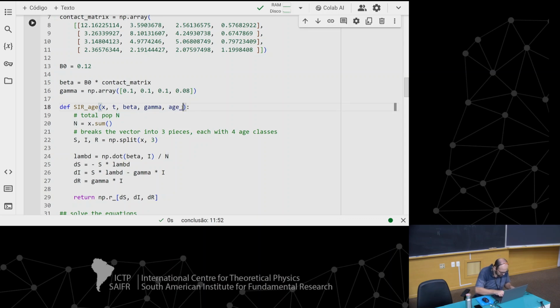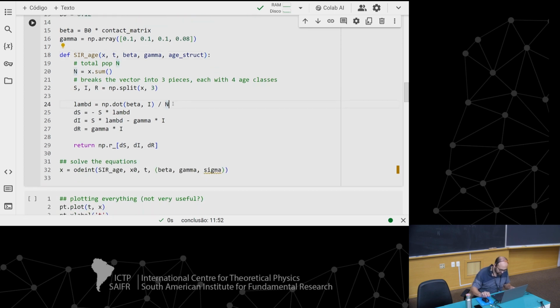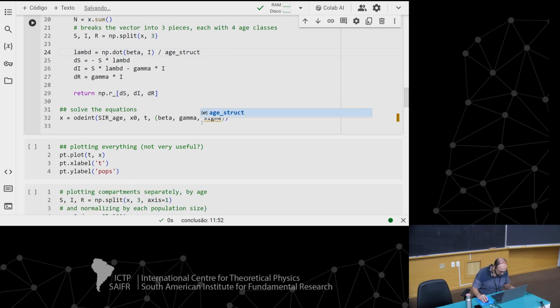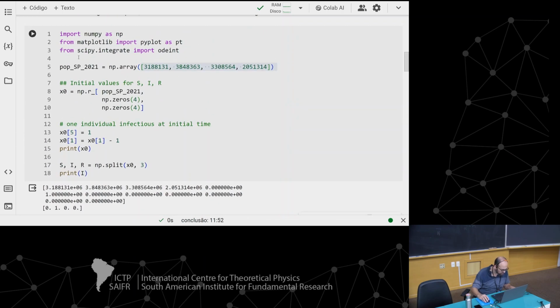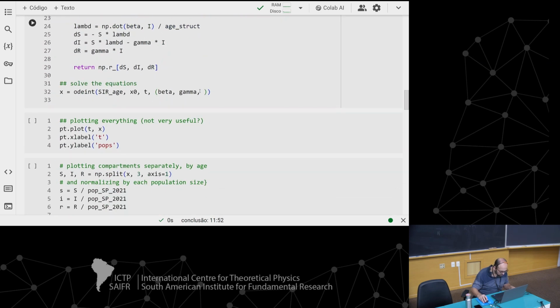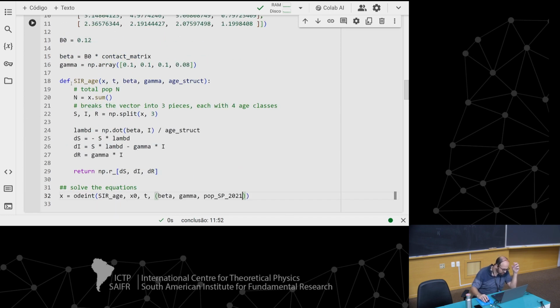to call it something more informative. It makes life easier. And so this now has another parameter here, beta, gamma, and age structure, that is going to be this variable here, the population over here. So with this, now I can delete this guy here.